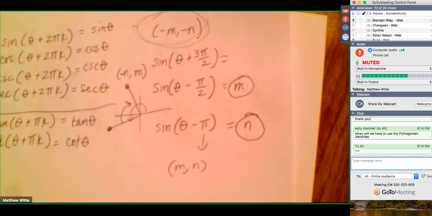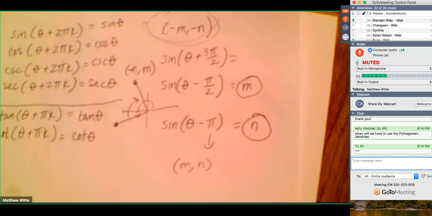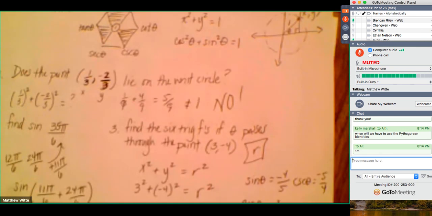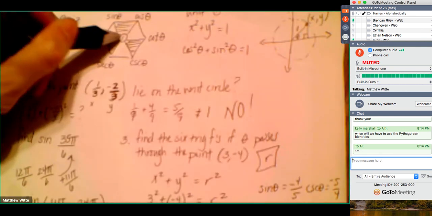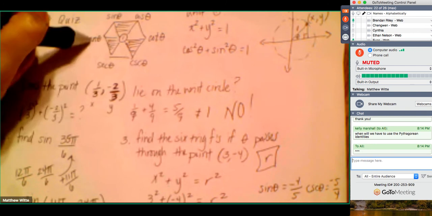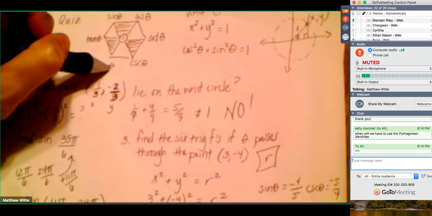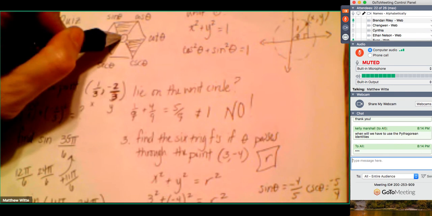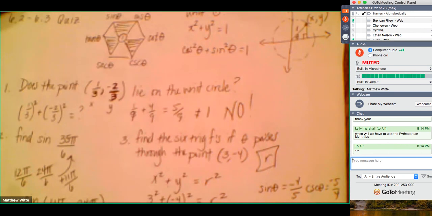Secant squared minus tan squared. So I might ask you, what is secant squared minus tan squared? If tan squared plus 1 is equal to secant squared, I can subtract that tan squared. So secant squared minus tan squared is equal to 1. That would be a way to get those identities in there. That's the only way I'm going to use them right now.